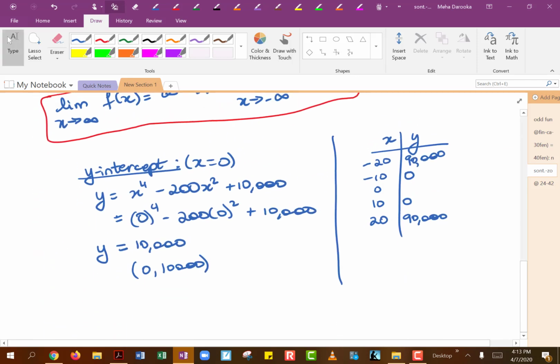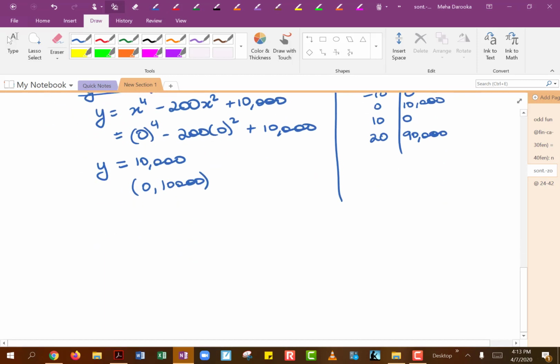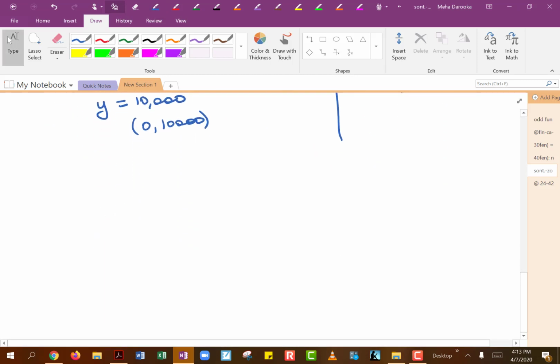And then of course when we put 0 in for our x value, we got our y-intercept, which was at the point 10,000, right? So hopefully these points will help us come up with at least a decent shape for a graph. It may not be exact, but it'll be close enough.